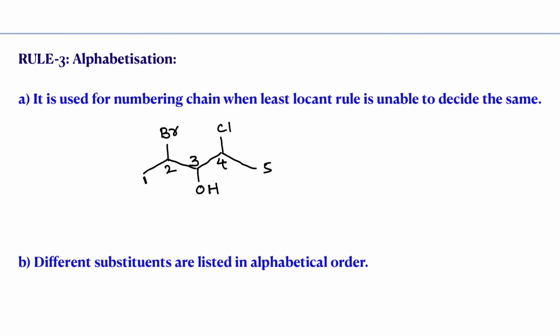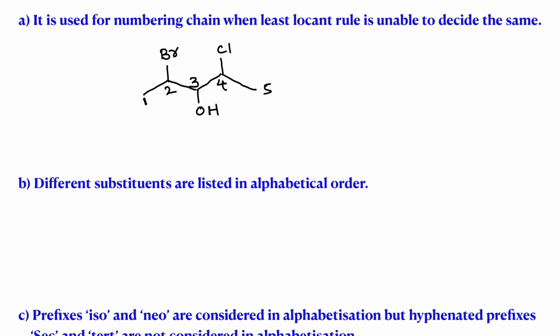So this is about the first subrule in alphabetization. Next one, we also use alphabetization in listing different substituents.